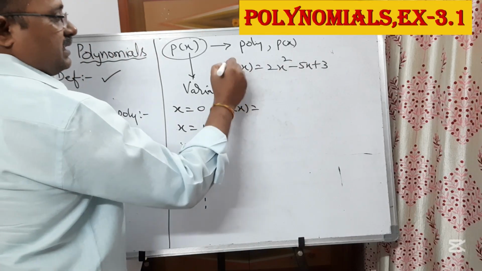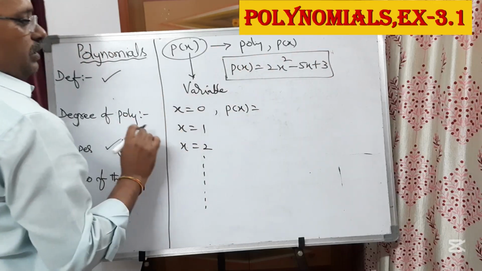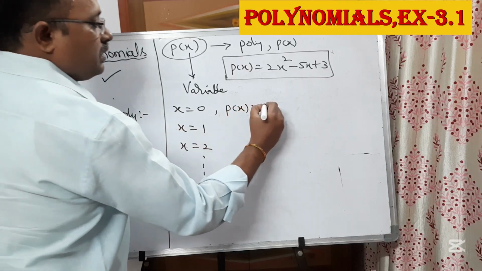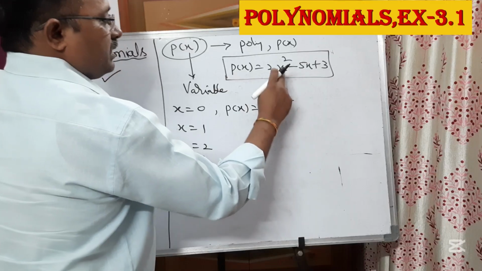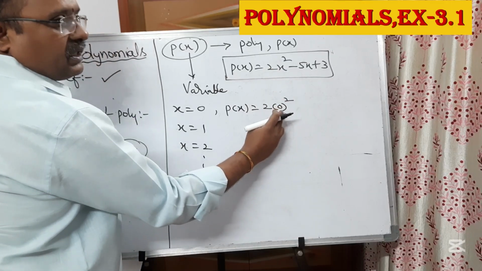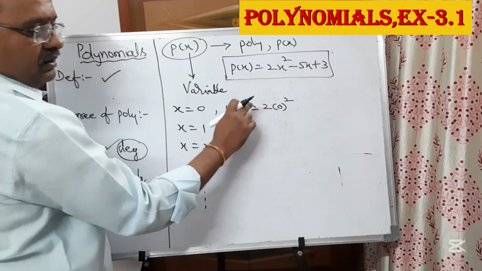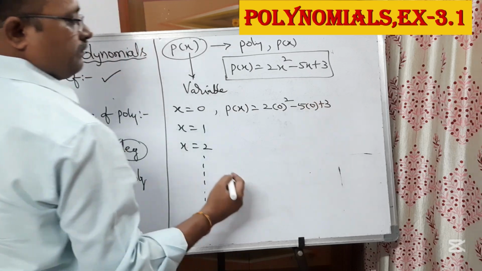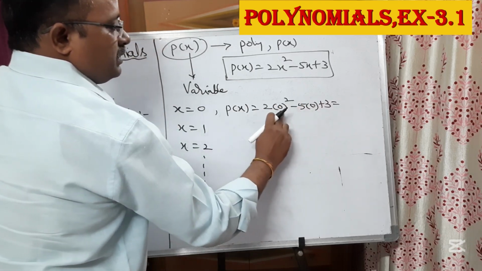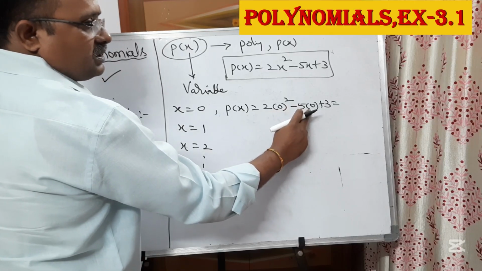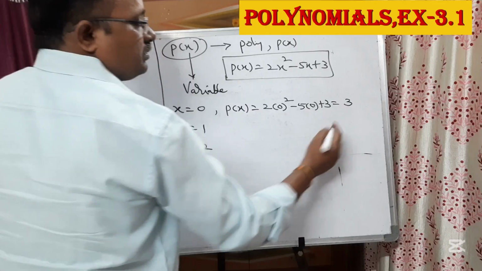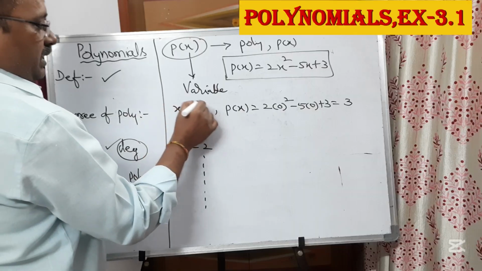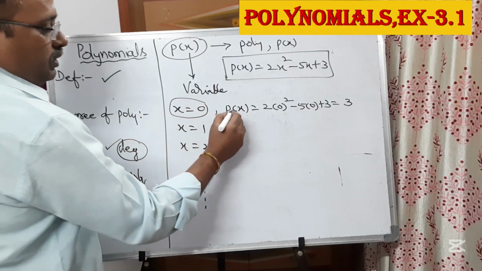With this example polynomial, at x value 0, the polynomial value will become 2 into 0 square, substituting x value 0, minus 5 into 0 plus 3. Then it is equal to 2 into 0 is 0, minus 5 into 0 is 0, plus 3, final value 3. Once again, I am repeating: variable value is 0, then the polynomial value is 3.